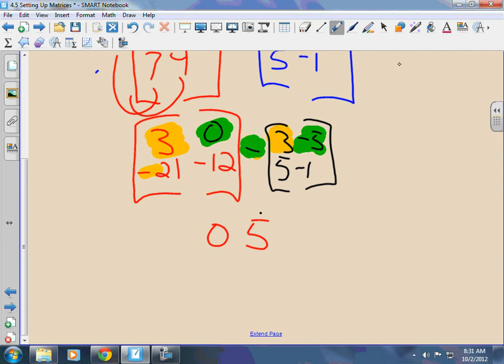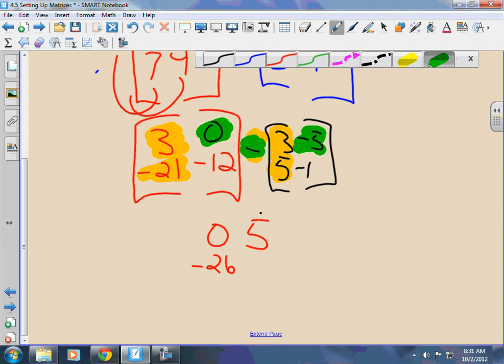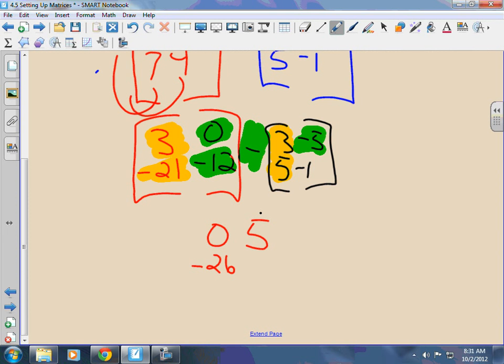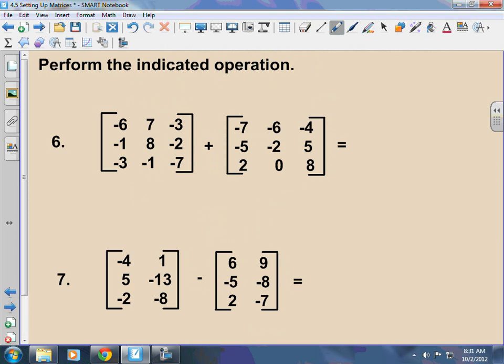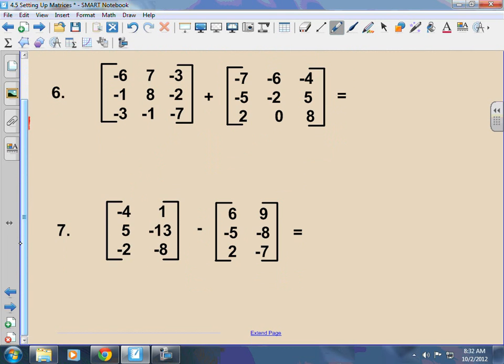Then I have -21 minus 5. What's -21 minus 5? -26. And lastly, I have -12 minus -1. What is that? -11. Make sure you put your bracket around your matrix. Okay, this is exactly what I just showed you. And we've already done this in Unit 1.